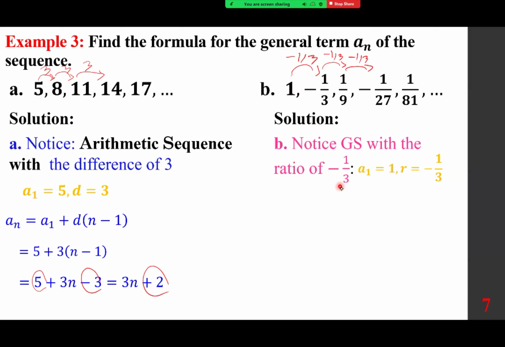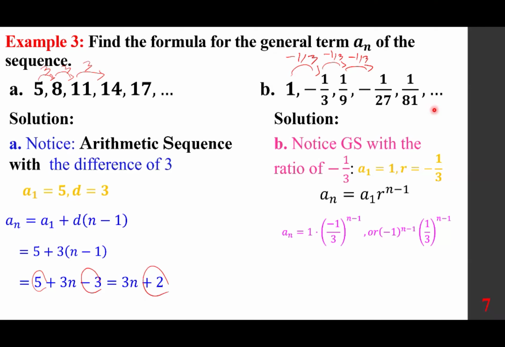So a sub n is a sub 1 r to the power of n minus 1. So you put 1 here, negative 1/3 here, and you do the math. So this is following the formula. When we have an alternating sequence, it is really a better idea to separate the sign. So this negative 1 has to be separated. That's why negative 1 to the power of n minus 1, and then 1/3 to the power of n minus 1. This one has no bearing.